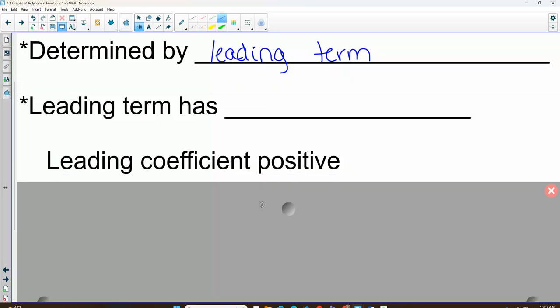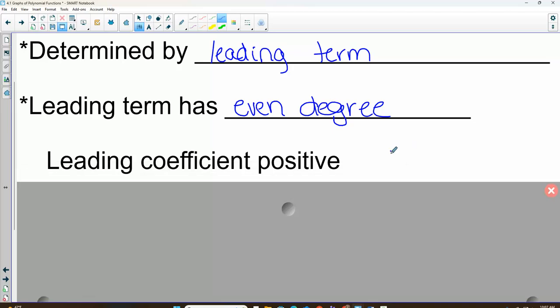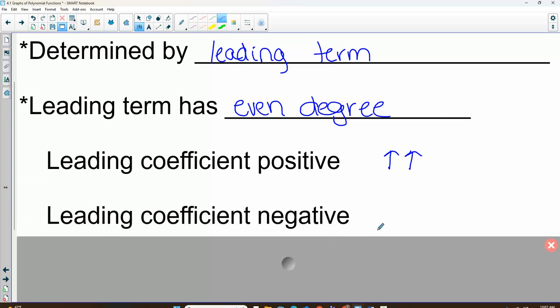All right, so let's do an even first. So if it's an even degree, that's like our x squared, our x to the 4th, x to the 6th. What direction were those ends pointing? Up. So both ends are pointing up. What would happen if I made it a negative x squared? A negative flips it, so they would both be pointing down.